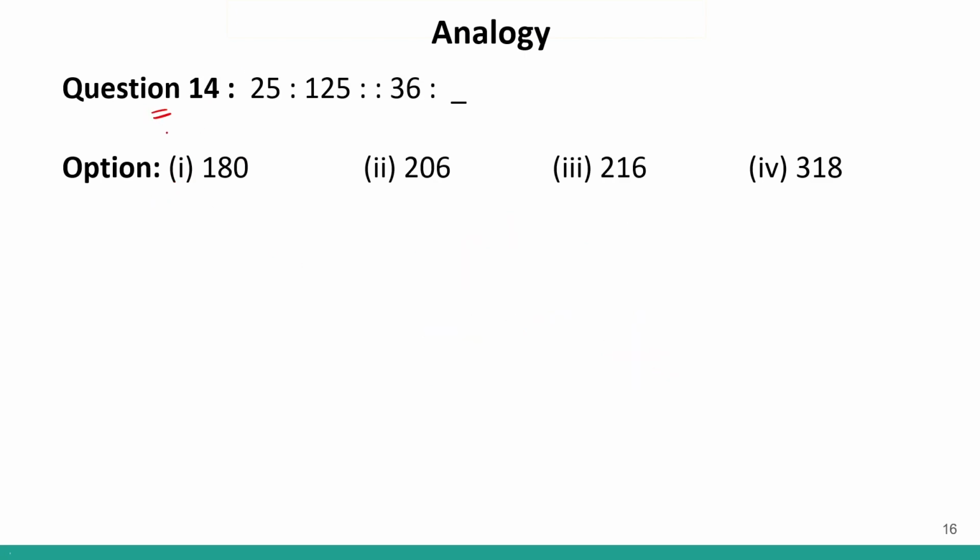Question number 14. Clearly, this is 5 square and this is 5 cube. That is why it is important to remember squares and cubes. Just by looking at 25, it was 5 square and 125 is 5 cube. Similarly, 36 is 6 square, right? 36 is 6 square. So, we will have to find 6 cube. And what is the value of 6 cube? 216. So, this will be my answer, which is option number 3. 216 is the correct answer to this question.